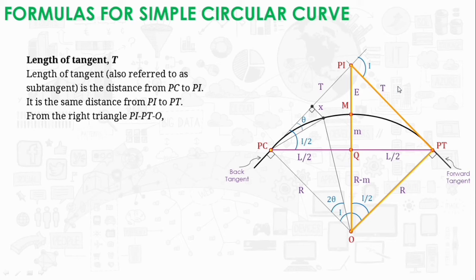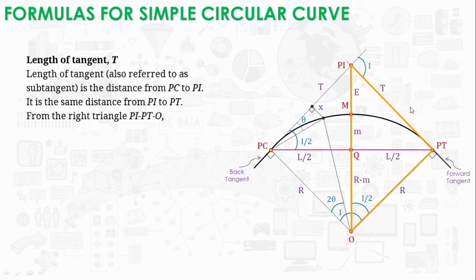Meron tayong adjacent side, opposite side, at meron tayong hypotenuse. Kasi 90 degrees man ito, di ba? So, meron tayong right triangle dito. Si adjacent side ngayon, si R. Opposite side natin si T. And sa hypotenuse is R plus E. So, considering that triangle, pwede natin ma-derive yung formula ni T using what function? We can use the tangent function. From the word itself, tangent, length of tangent. So, you can use the tangent function.